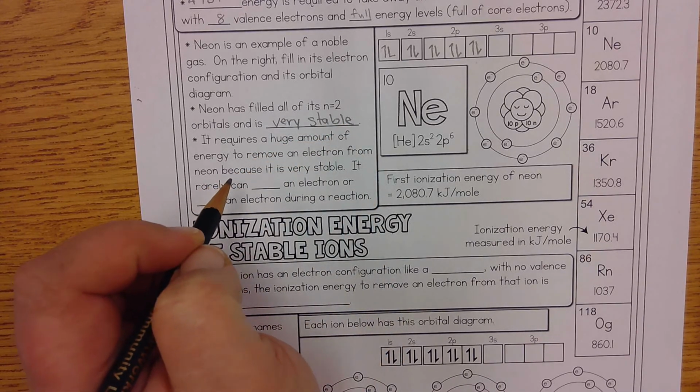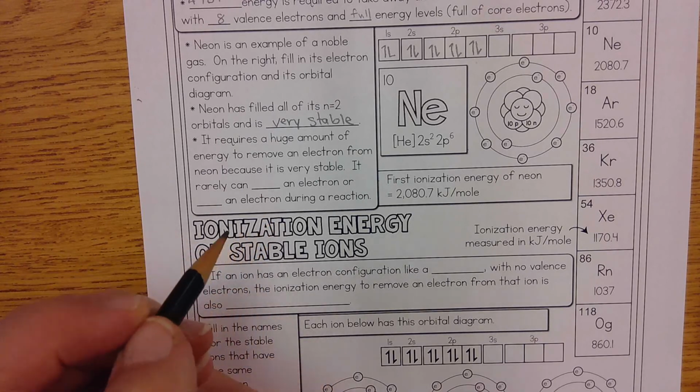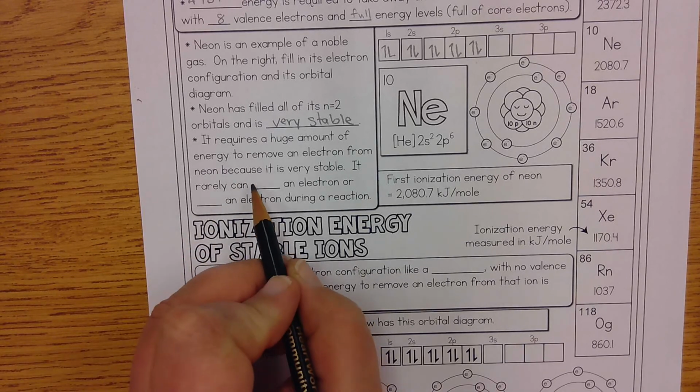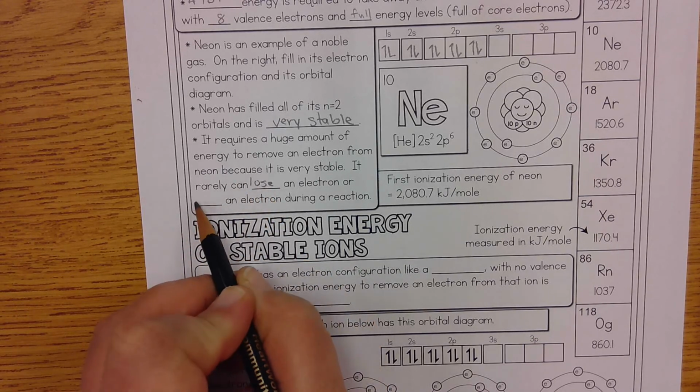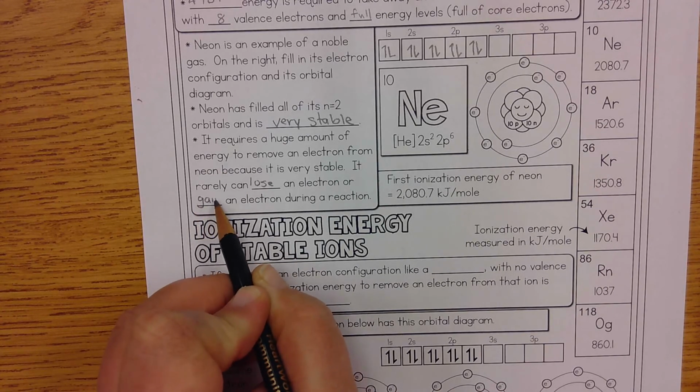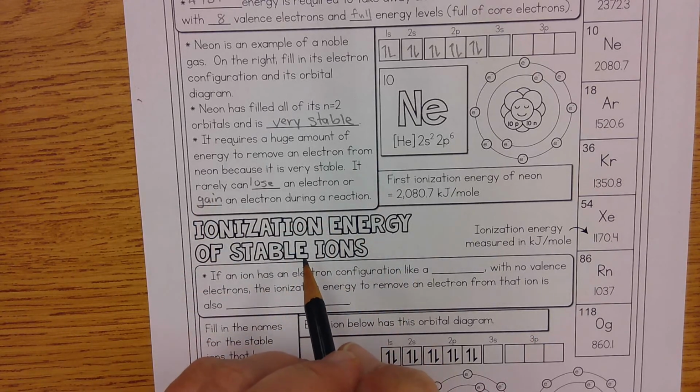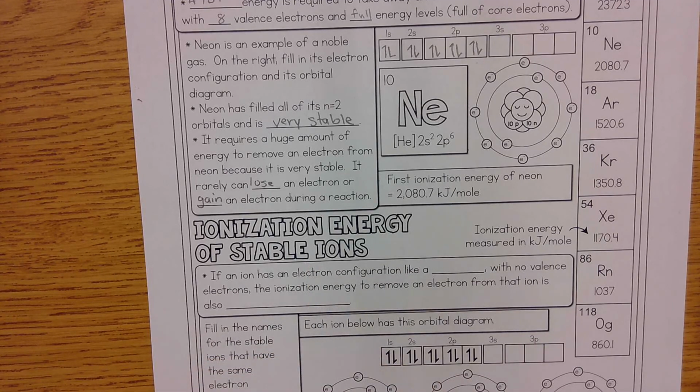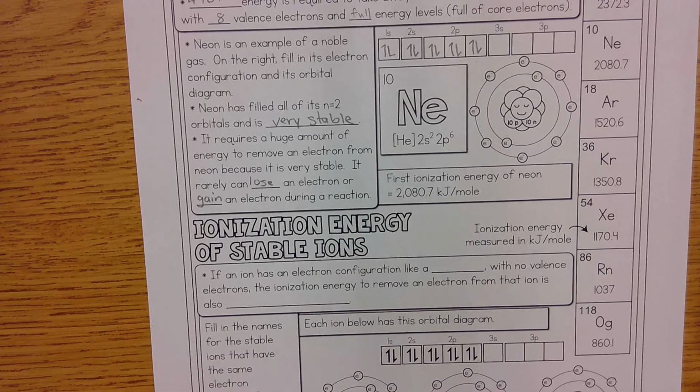Which means a huge amount of energy to remove an electron. Right? It rarely loses or gains an electron during a chemical reaction. It is very, very rare for neon to react with anything. Very stable, very inert.